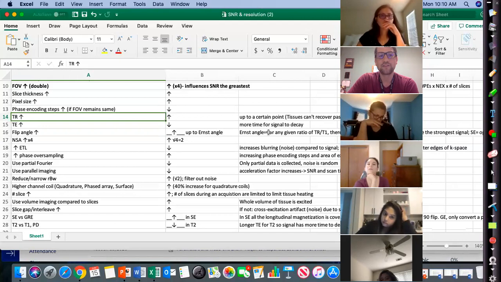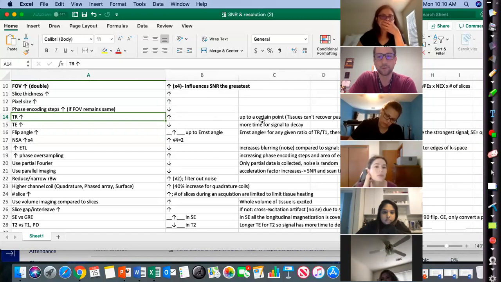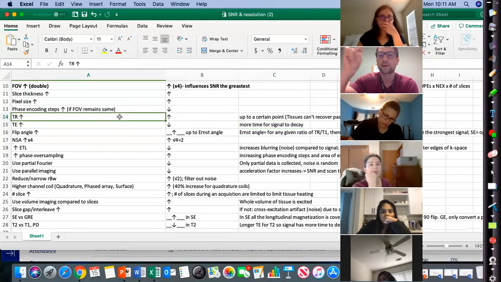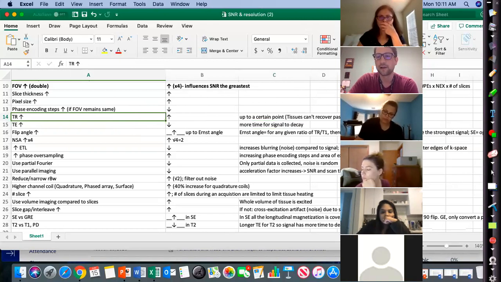All right, row 15, TE. This is an inverse relationship. As my TE increases, why does my signal decrease? More decay, more signal decay. I put that off to the side here: more time for the signal to decay. So we're thinking the T2 decay curve now, instead of the T1 recovery curve above. If it helps you remember, draw the T1 recovery curve and the T2 decay curve for those lines.